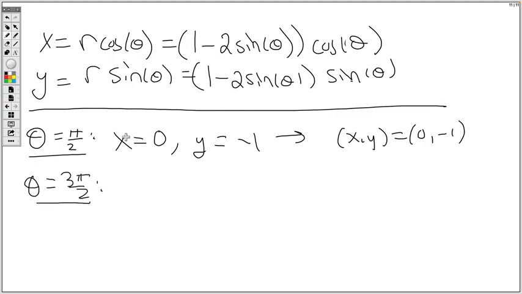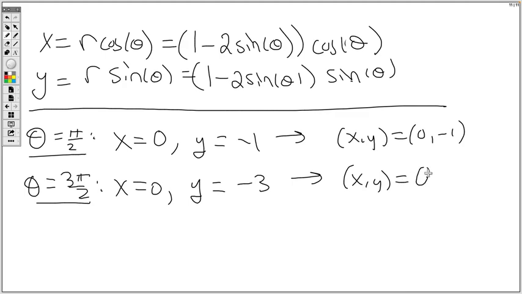Let's put in theta equals 3 pi over 2. Once again, the cosine of theta is 0. That's going to 0 the x out. You plug the 3 pi over 2 in. The sine of 3 pi over 2 is negative 1. So we're going to have a 1 plus a 2 times a negative 1. So the xy value is 0, negative 3.